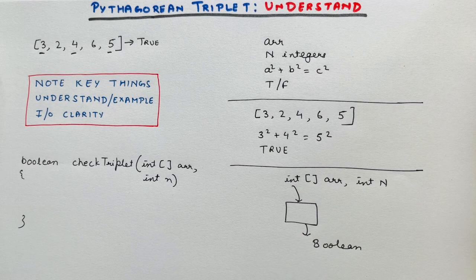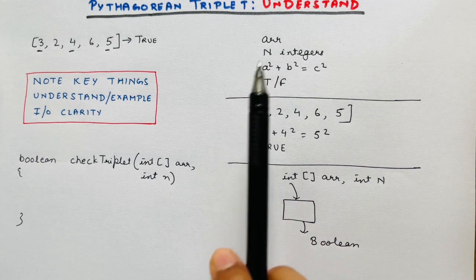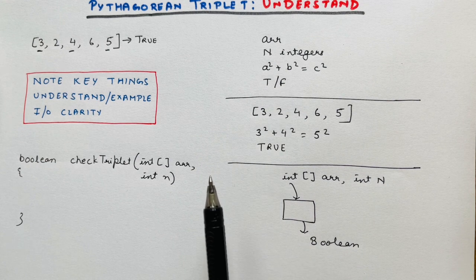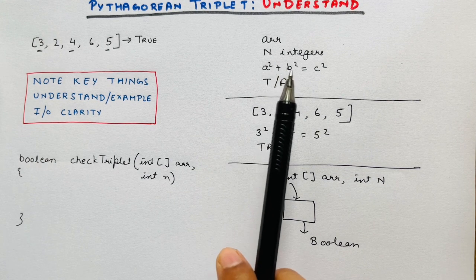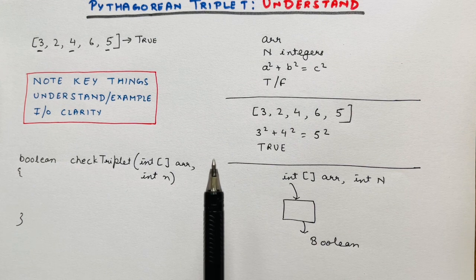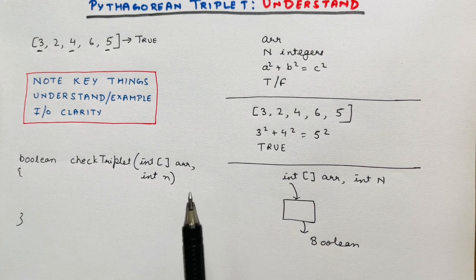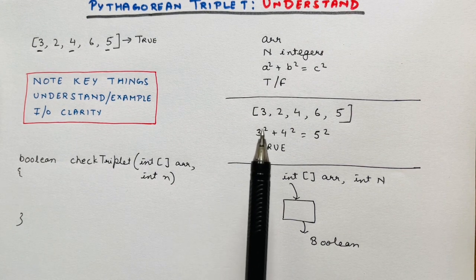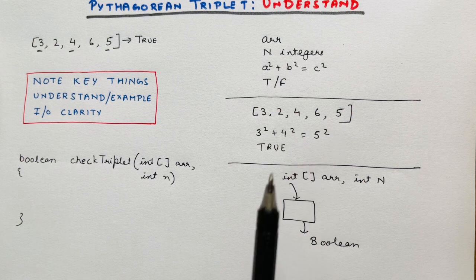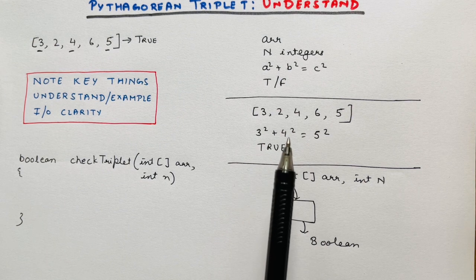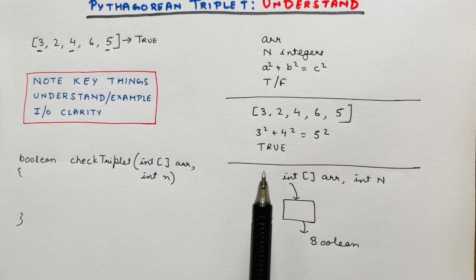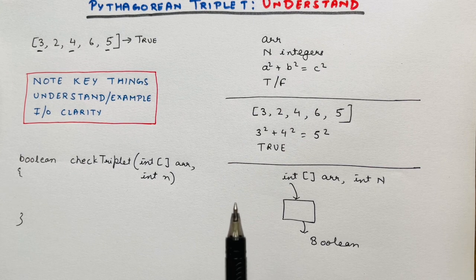Let's start. To begin with, let us first note down the key things given in the question. We are given an array of n integers. The condition that we have to satisfy is a square plus b square is equal to c square, and we have to return true or false. So if we consider an example 3, 2, 4, 6, 5, here 3 square plus 4 square is equal to 5 square, and hence we have to return true.